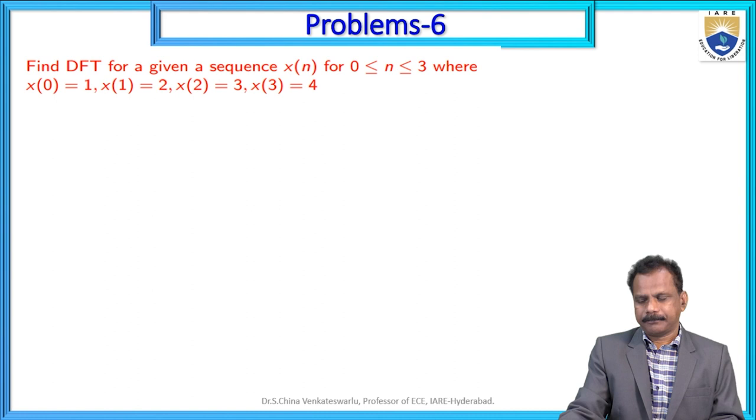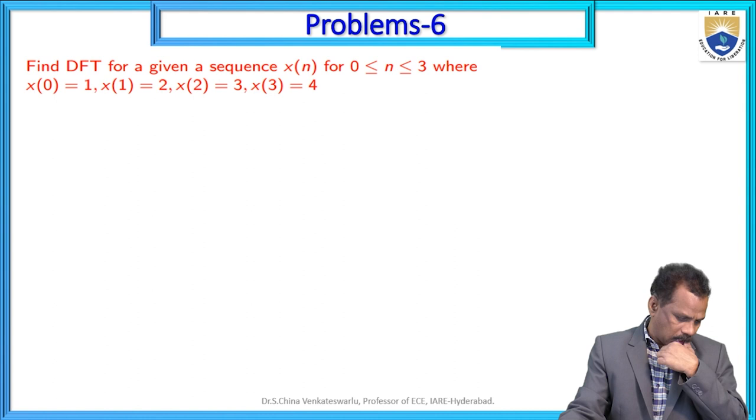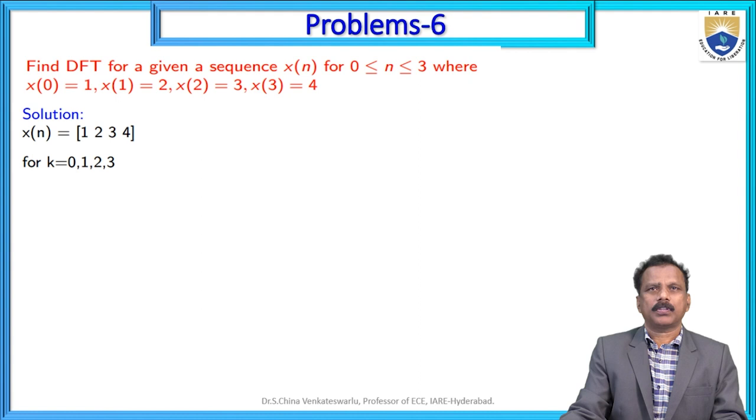Okay. So, according to this, this is the given. Find out the DFT, discrete Fourier transform. You know that formula. You have to remember that formula. Before that, according to this problem, what are the given data? What is the given sequence? X of n is given as 1, 2, 3, 4, because x of 0 equal to 1.